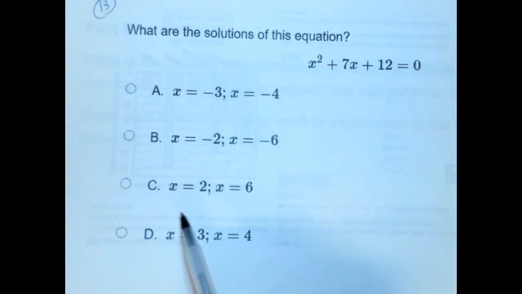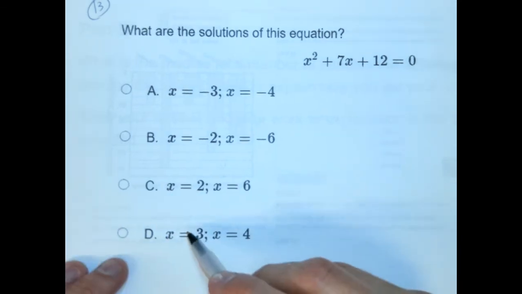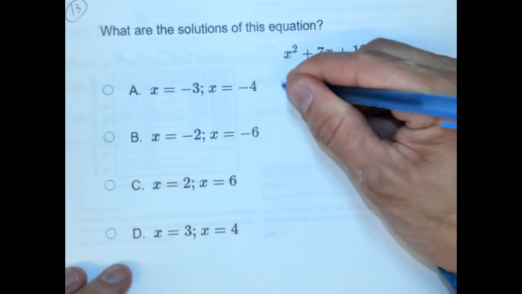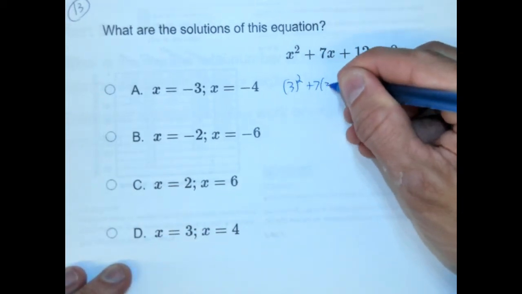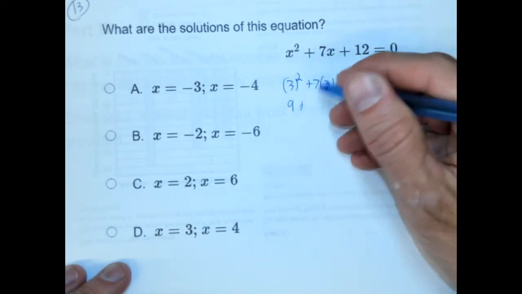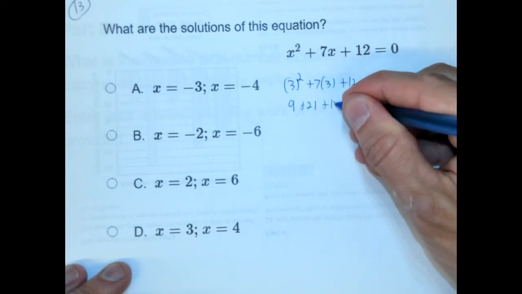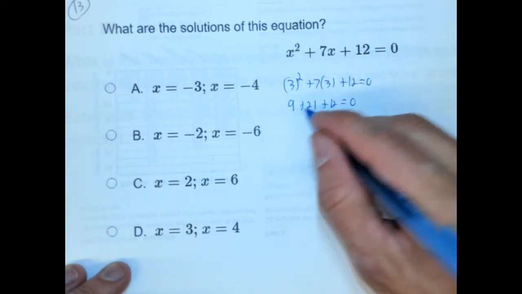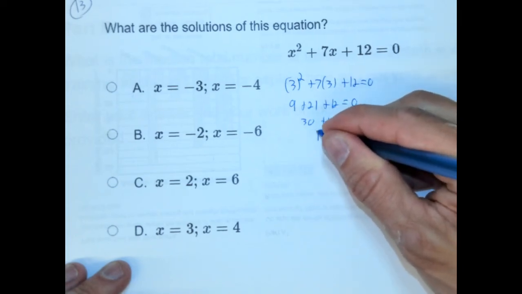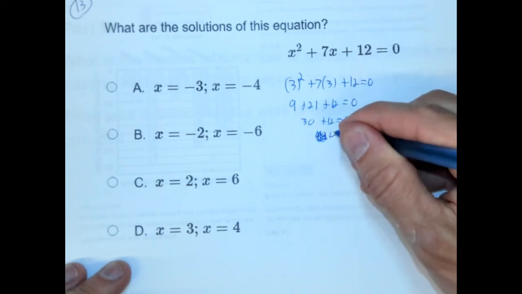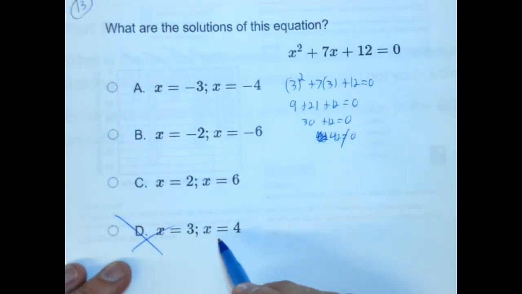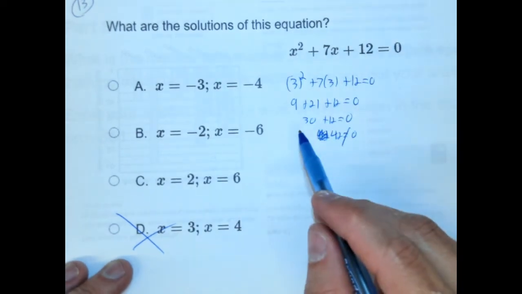Okay, let's start with D. We're going to plug in 3 for x. So 3 squared plus 7 times 3 plus 12 equals 0. 3 squared is 9. 7 times 3 is 21. Plus 12. 9 plus 21 is 30, plus 12 is 42. 42 equals 0? Nope, that's false. So that one's out, because it would have to be a true statement. If you plug in 4, the same thing is going to happen. Let's try C.